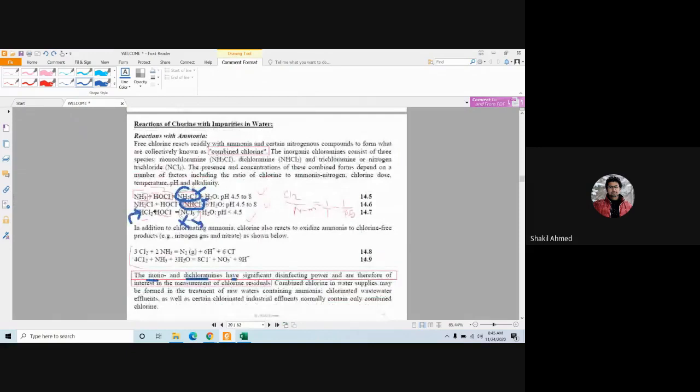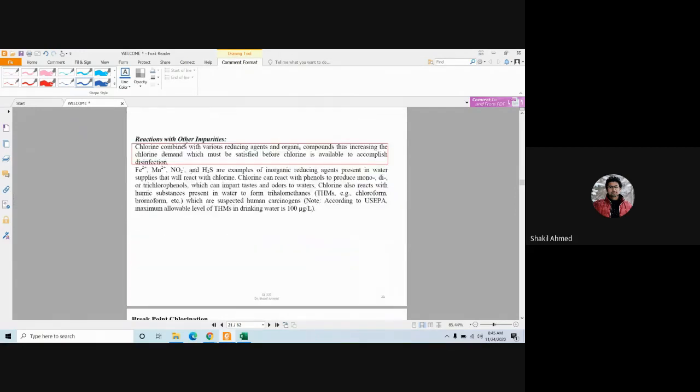Now we have discussed only the nitrogenous matter or impurities here. Chlorine can also react with other species. For example, if you have iron, manganese, nitrogen dioxide, hydrogen sulfide in water, they can also react with chlorine, and as a result, chlorine is lost or wasted. So chlorine combines with various reducing agents and organic compounds, therefore increasing the chlorine demand, which must be satisfied before chlorine is available to accomplish the disinfection.